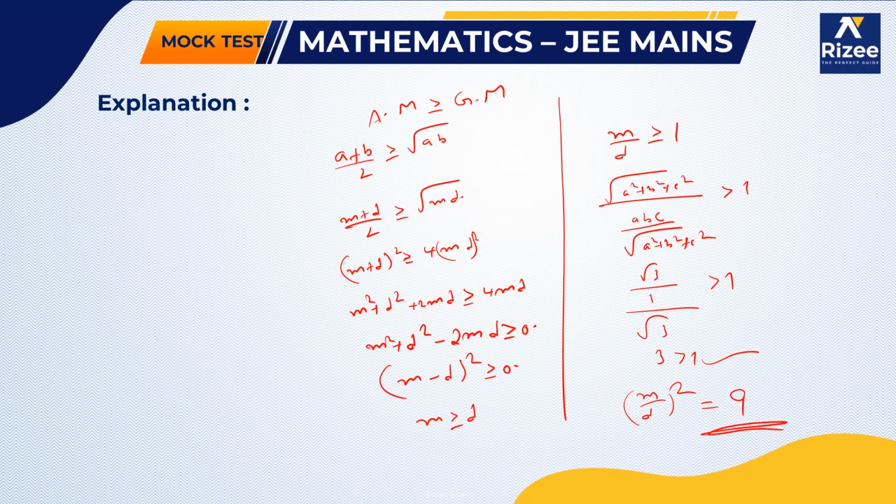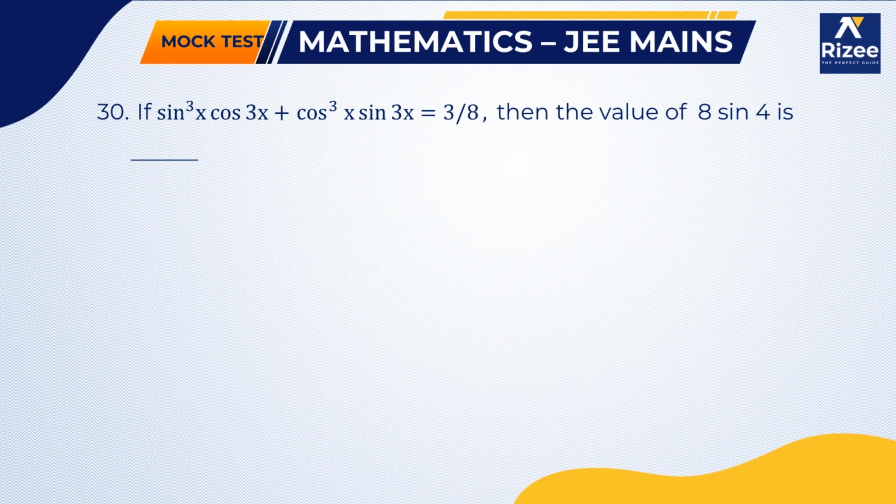Next question. sin cube x cos 3x plus cos cube x sin 3x is equal to 3 by 8. We have the sin 3x formula and cos 3x formula. By this, I am multiplying this equation by 4 on both sides. 4 sin cube x cos 3x plus 4 cos cube x sin 3x is equal to 3 by 2.